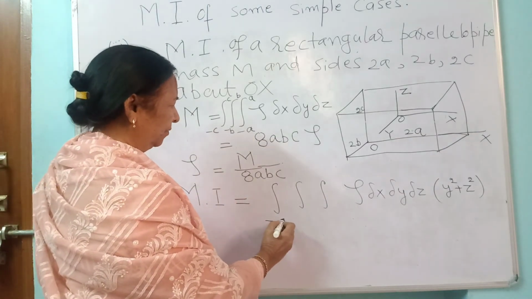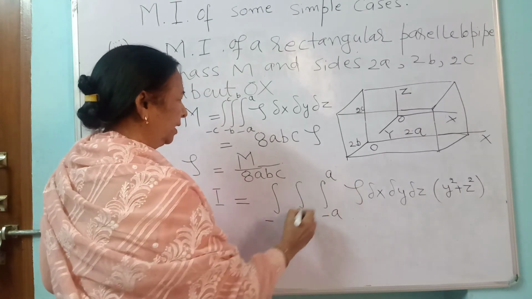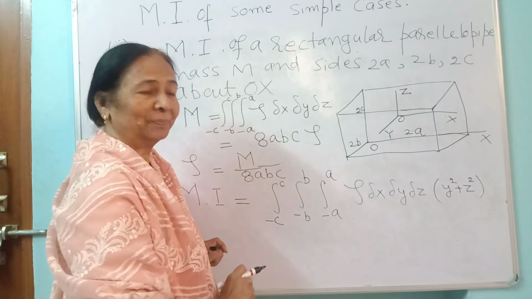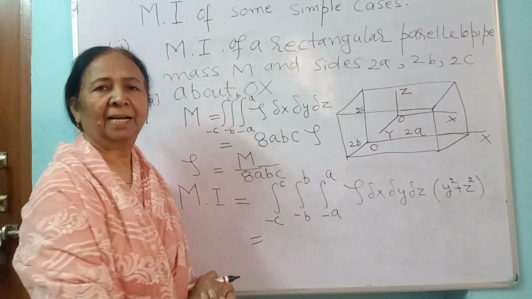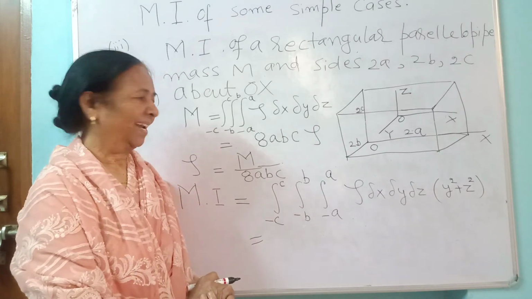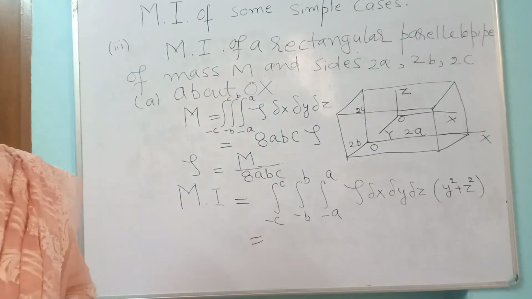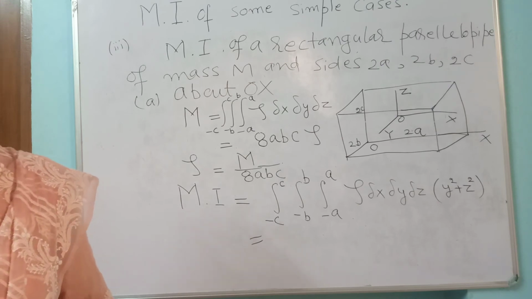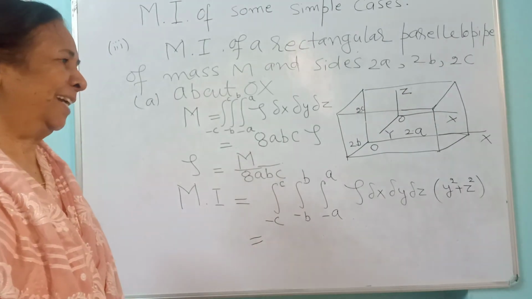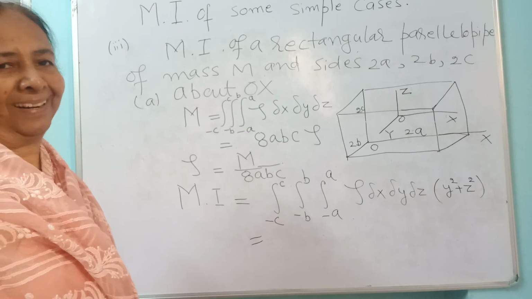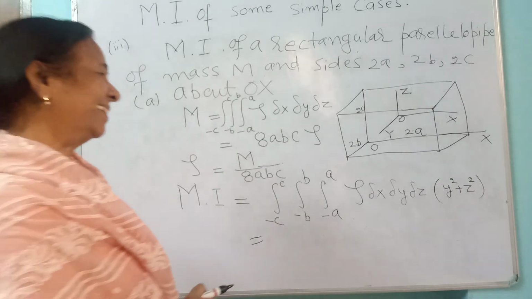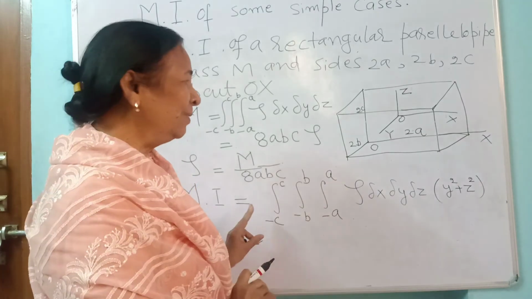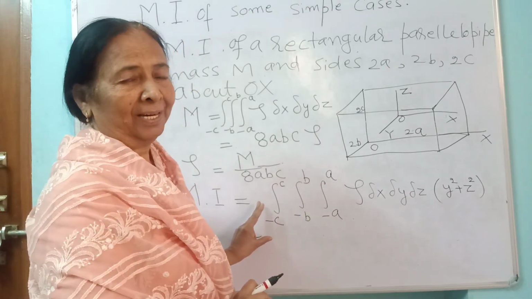Now again the integral is from minus a to a, minus b to b, minus c to c. Okay, so you will get the result. What will it be? Calculate this and find out the result for the rectangular parallelepiped. And tell me the result in the comment section. So this I can say is your homework, and next time I will tell you the result.